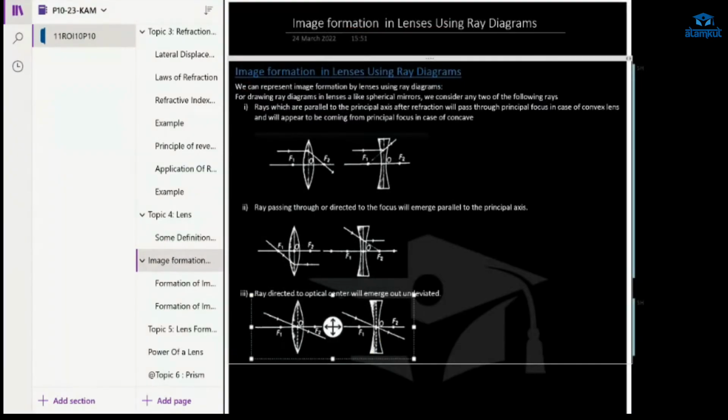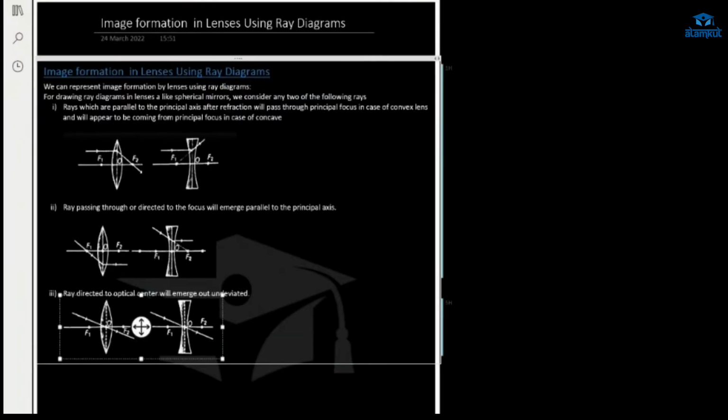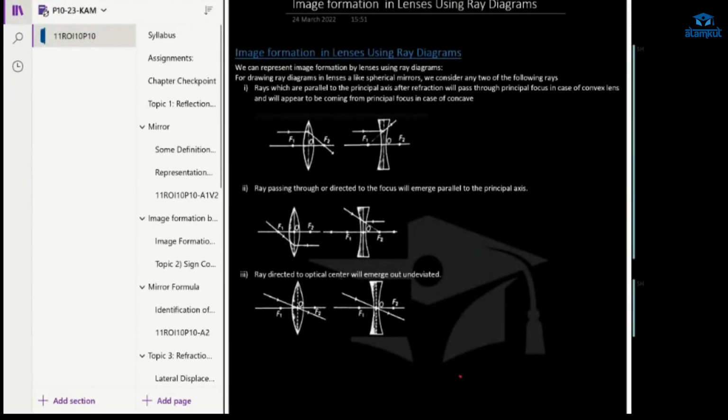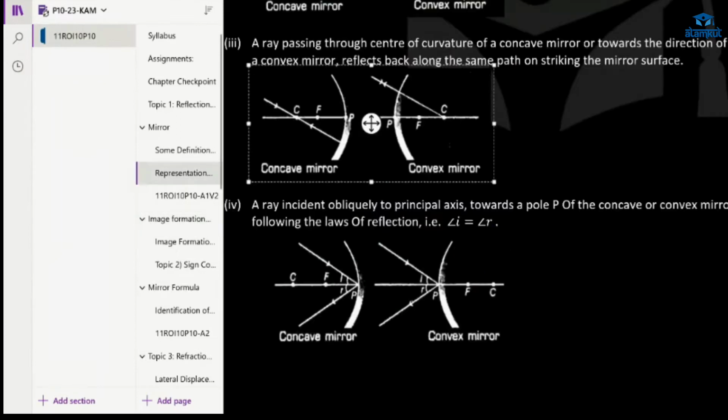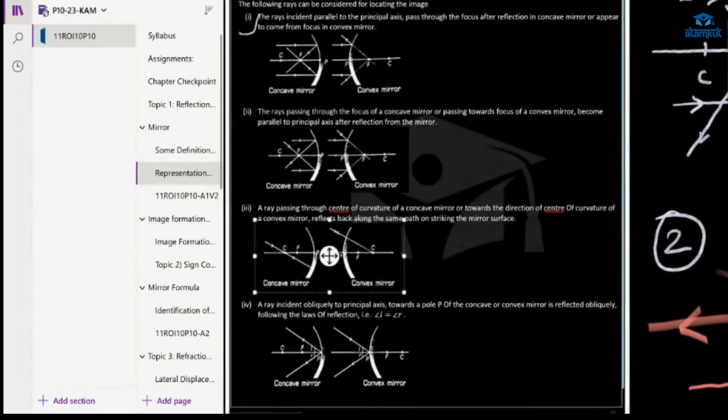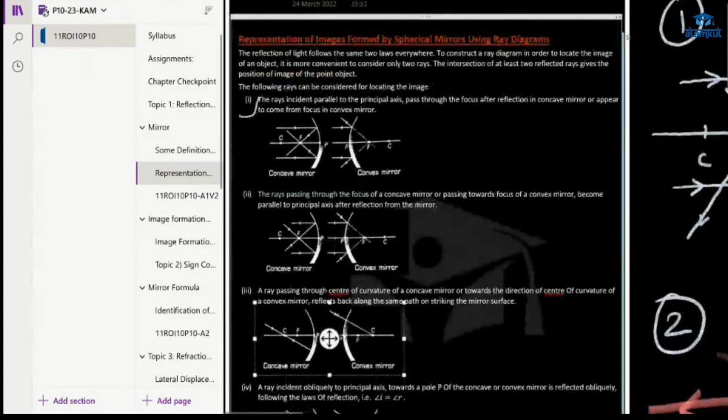So we'll go further: image formation in lenses using ray diagrams. There are mainly three types of ray diagrams we consider. In the mirror we considered four types of ray diagrams for image formation, right? Describe the representation of images on the concave mirror. The ray that is incident parallel to the principal axis, after reflection, passes through the focus.